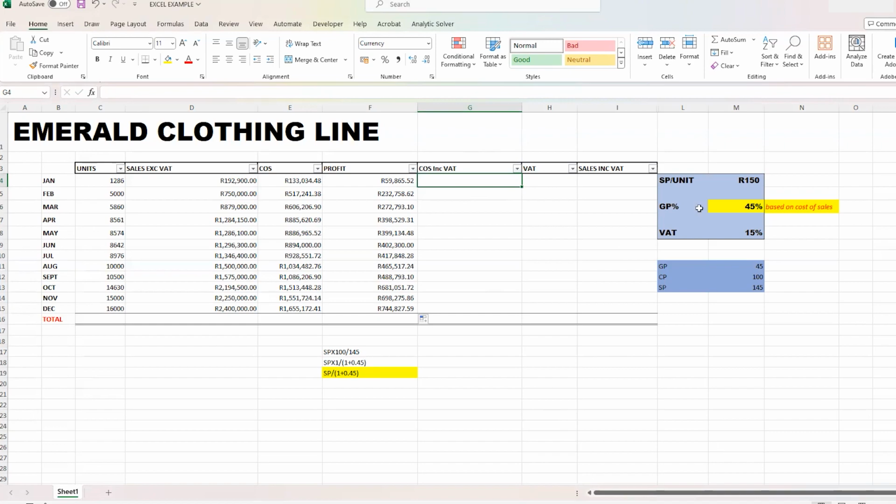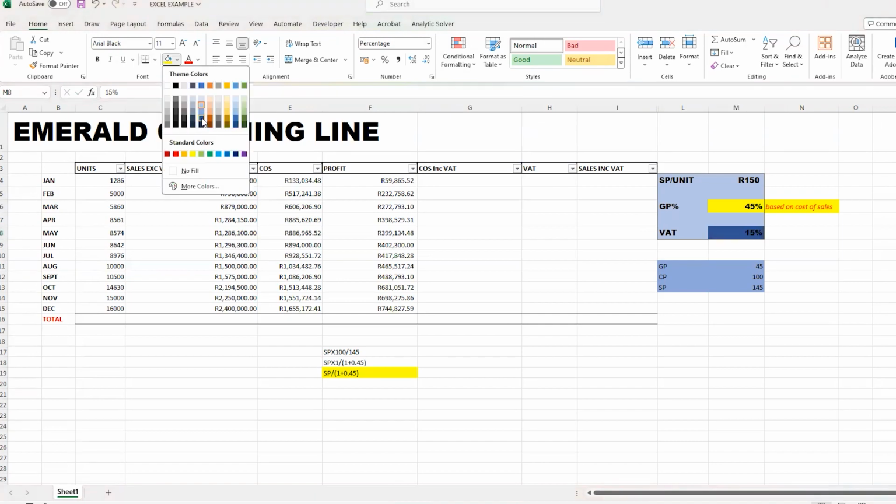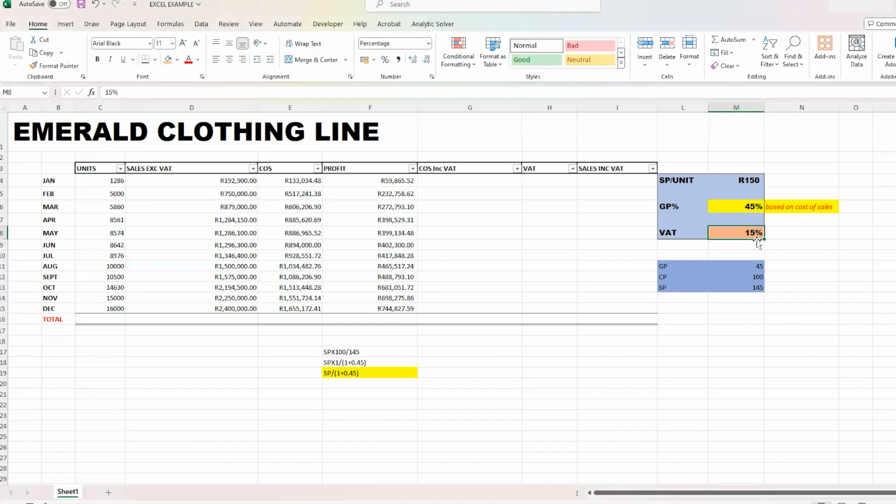Now VAT comes in. We were just told our VAT percentage is 15. Let me just change the color so we can see. Let me use a brighter color. Yes. So my VAT percentage is 15%. That's my VAT. That's a fixed value, right? Remember? So I must apply absolute copying.